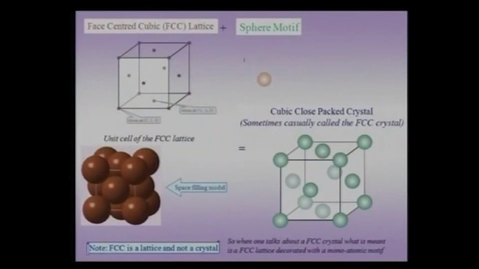And whenever I use the word FCC crystal, what I typically mean, like in the case of the BCC, is that a single sphere motif has gone on to decorate the FCC lattice, and the crystal I get will actually be something known as the cubic closed pack crystal. We will look at this crystal in a lot more detail in coming topics, but for now we have to remember that we sometimes call this the FCC crystal, but more technically this is a cubic closed pack crystal, and it has been obtained by starting off with an FCC lattice and putting a sphere motif, or a single atom motif, or a single ion motif on each lattice point.